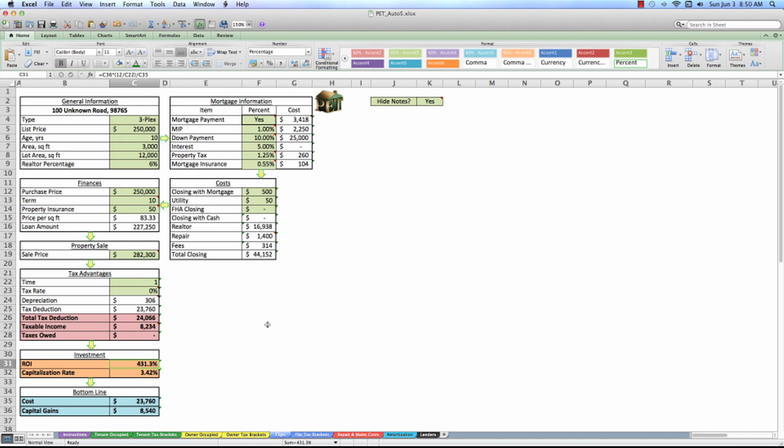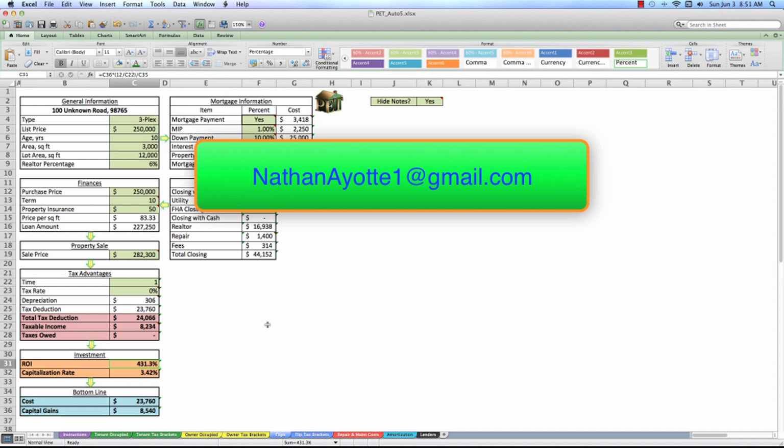Now, with all those inputs, I want you to identify what sale price that you are going to need to ensure that you have an ROI of at least 200%. Okay, so again, you want to identify what the sale price is to get a return on investment of at least 200%. You can send me an email at nathanayot1@gmail.com. You should see the email on your screen. And you can send me your answer and I will let you know if you're right.